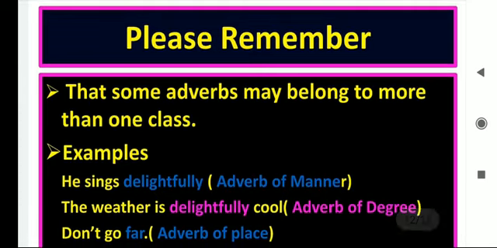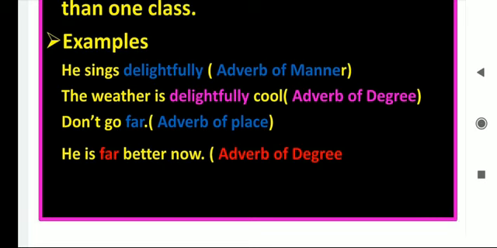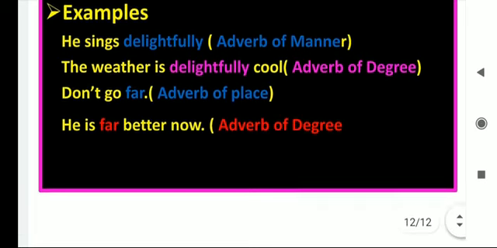Now let's remember once and for all that some adverbs may belong to more than one class. For example, he sings delightfully, so this is an adverb of manner. The weather is delightfully cool, so it is an adverb of degree. Don't go far, so it is an adverb of place. He is far better now, this is an adverb of degree, right?